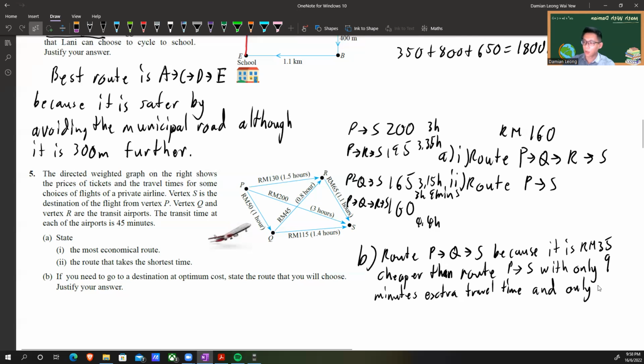Only 5 ringgit more compared to route PQRS, with over an hour difference in time.